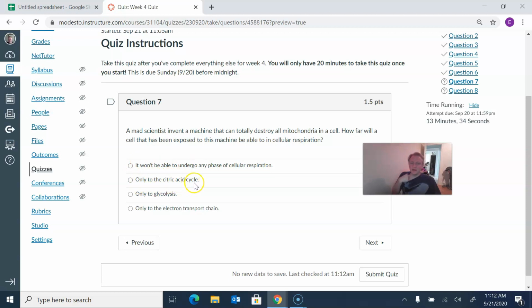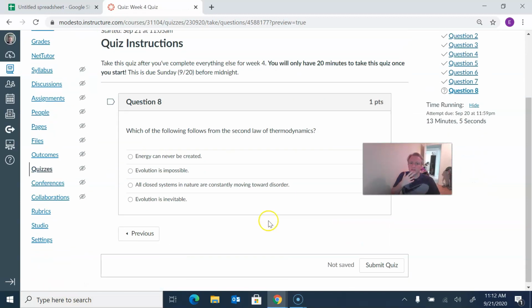Well, the citric acid cycle takes place within the mitochondria, so this is not a good answer. Only to glycolysis, that's my gut reaction, because glycolysis takes place outside of the mitochondria. Only to the electron transport chain. The electron transport chain is happening in the mitochondria. So you can't do the citric acid cycle, can't do electron transport. You can, however, do glycolysis.